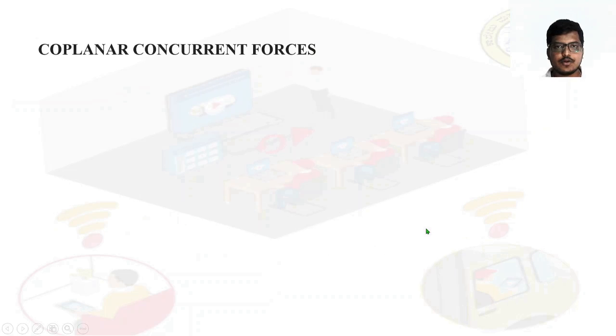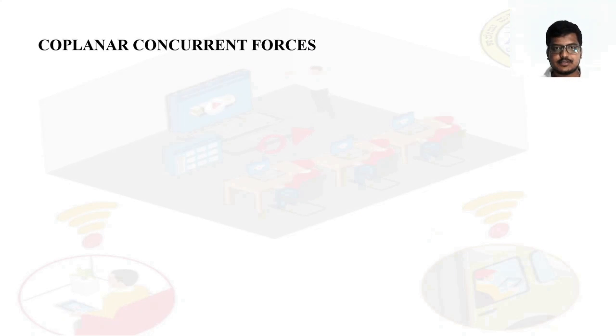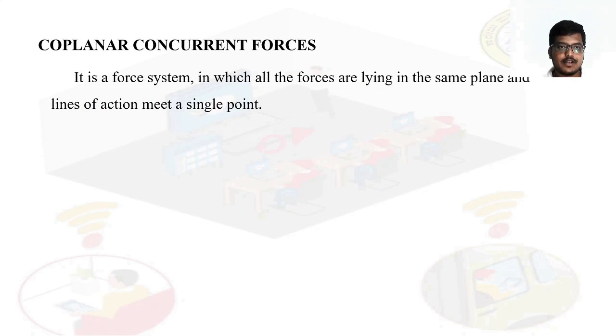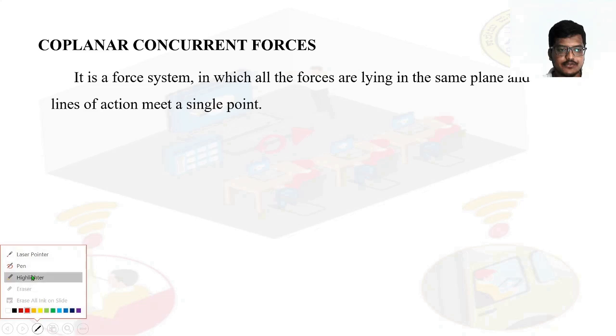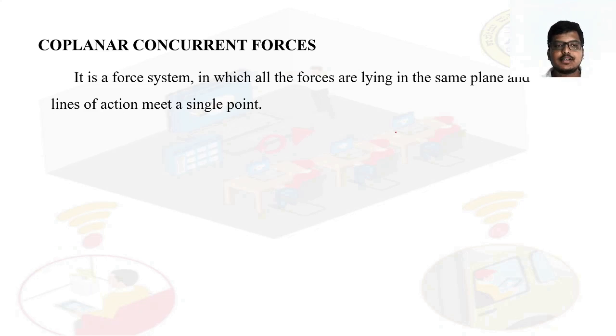Coplanar concurrent forces. As the name suggests, coplanar means what? It is a force system in which all the forces are lying in the same plane. That is called coplanar, and the lines of action meet at a single point. The lines of action meet at a single point means all the lines of action in which the forces are lying will have a common point.